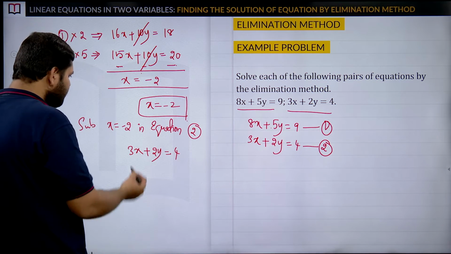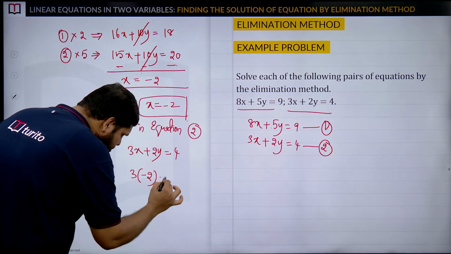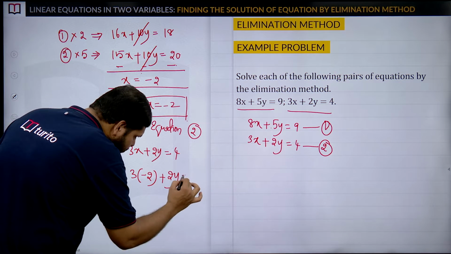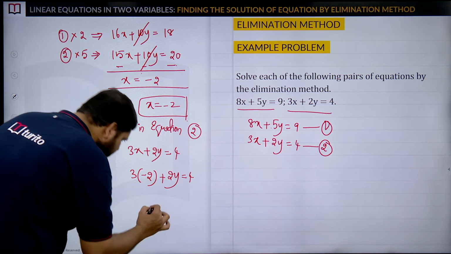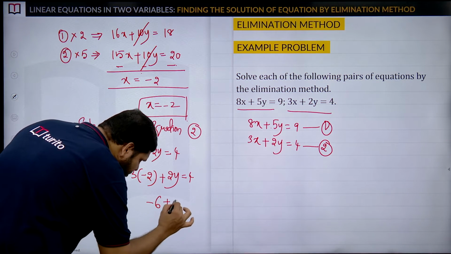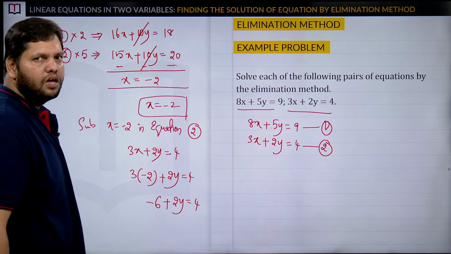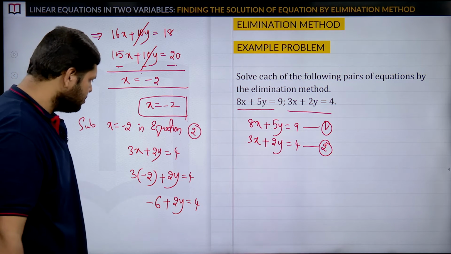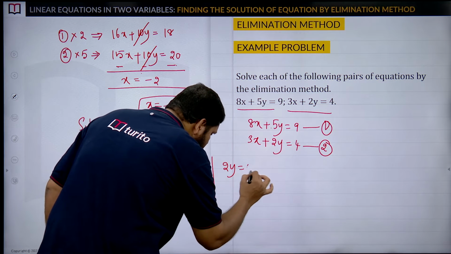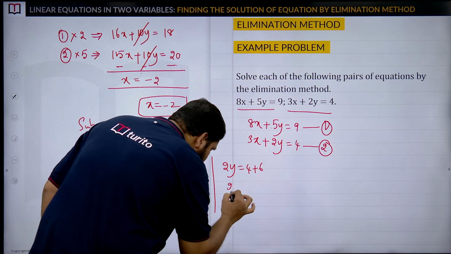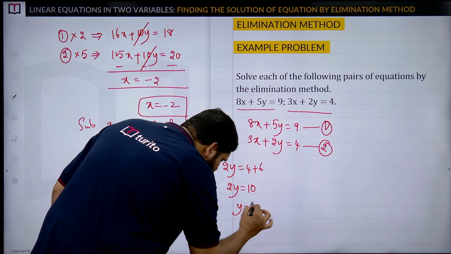Now children, in the place of x, put the value minus 2. So this is 3 into minus 2, plus 2y is equal to 4. Now children, 3 into minus 2, what is the value? It is minus 6. And this is 2y is equal to 4. Now children, transpose minus 6 to the RHS. So 2y is equal to 4 plus 6. So 2y is equal to 10. Then y is equal to 5 is the answer.